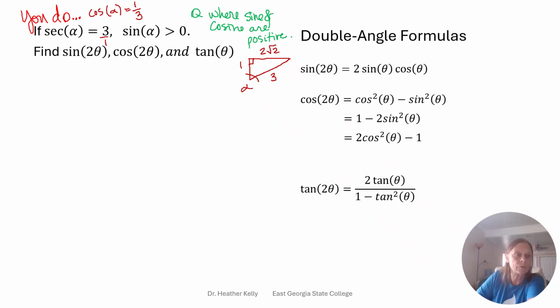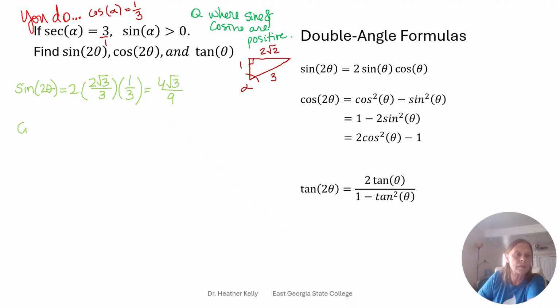Cool, here we go. Let's do our sine of 2 theta. That's going to be 2 times our sine of theta, which is opposite over hypotenuse, so 2 root 3 over 3, times our cosine, which is the adjacent over the hypotenuse, which is 1/3. So this is going to give us 4 square roots of 3 over 9.